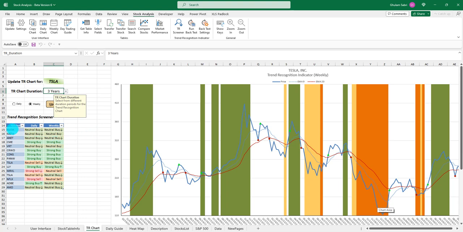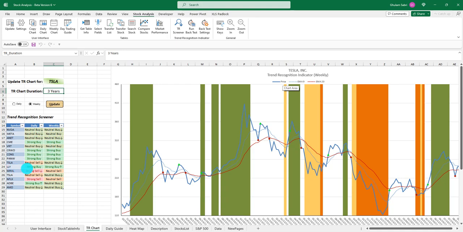Towards the left, we have a list of symbols here, and if we run the screener, which is the TR screener here, it will go through each of these stocks and calculate its TR indicator on the basis of daily and weekly. So for example, currently we could see that Nvidia has flashed a neutral buy in the downward direction both on daily and weekly, meaning the stock is under pressure.